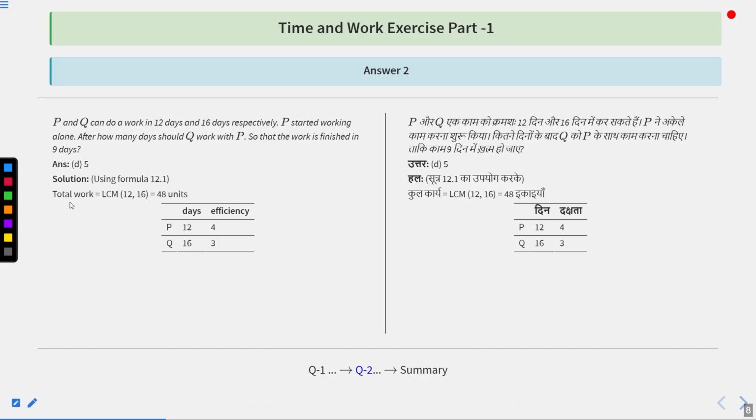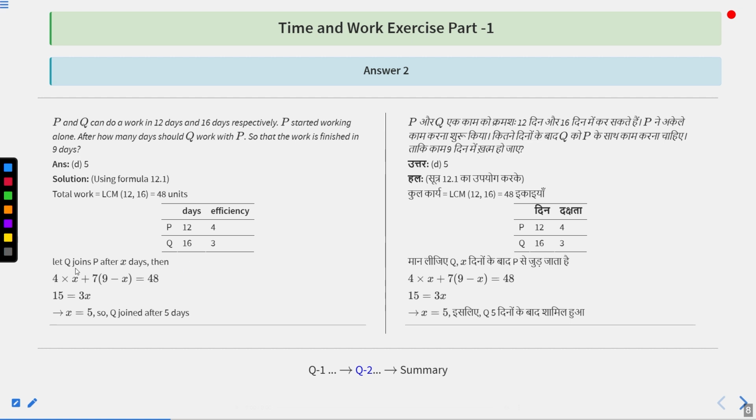So total work is the LCM of 12 days and 16 days, that is 48 units. So when we talk about the efficiency of P and Q, P can finish in 12 days and Q can finish in 16 days. So efficiency of P is 48 upon 12, that is 4 units. And efficiency of Q is 48 upon 16, that is 3 units. So let us suppose that Q joins P after X days.